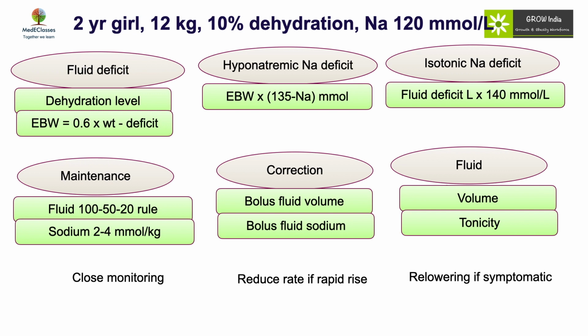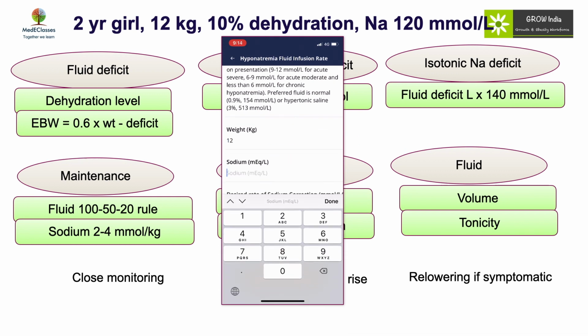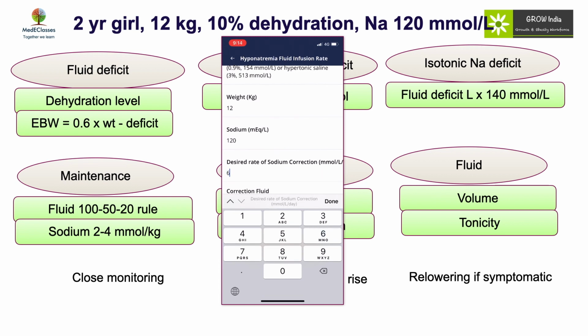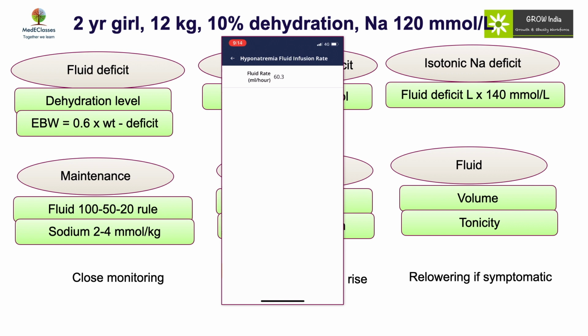There are equations which take into consideration the fluid deficit, how much is the hyponatremic sodium deficit, the isotonic sodium deficits, maintenance, correction in fluid, and then there are complicated formulas. We have made a very simplified equation within our applications. All you have to put is what's the weight of the child, how much is the sodium level, what's the desired rate, and that also is given. So if you want to raise by 6, which fluid you want to choose, you will get how much fluid rate is required for that particular child. So this will make it much easier and much more uniform.